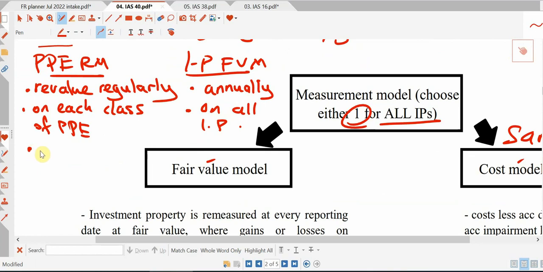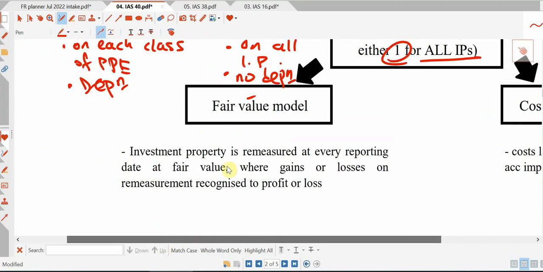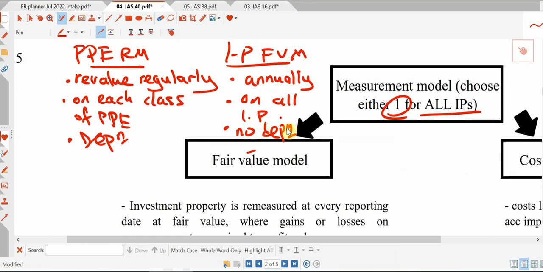Right? So on the left side here, PPE, revaluation model, we charge depreciation every year. And on the right side here, there is no depreciation for investment property fair value model. Okay, but be careful, check this out. For your investment property, if you use cost model, you still have depreciation. So it's same as PPE. It's only the fair value model of investment property that has no depreciation.